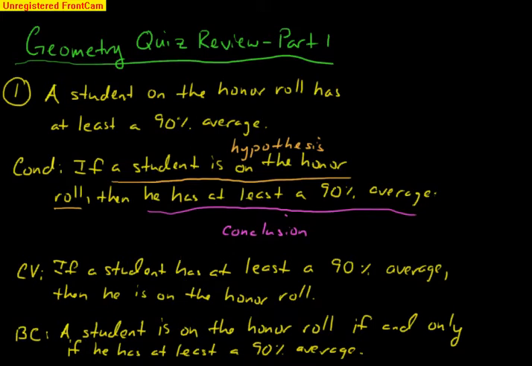Okay, now let's look at a second problem. Again, I will write a phrase. This phrase has an if, so it's going to be a conditional. If the measure of angle P equals 45 degrees, then angle P is acute. Okay, and of course this is true because we know acute means less than 90 degrees, so it is true.